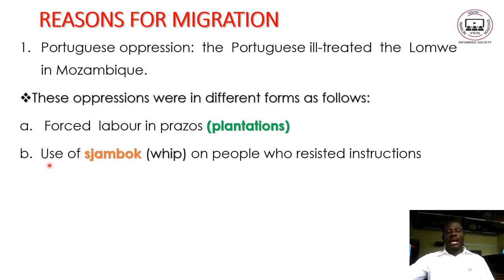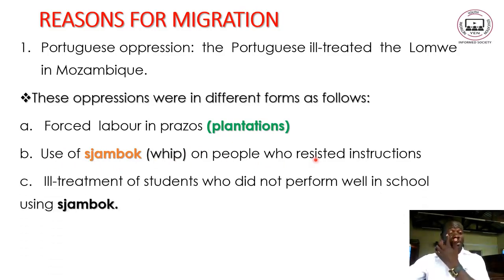Also, another oppression was the use of the shambok, the whip, on people who resisted the instructions of the Portuguese there in Mozambique. Another ill treatment was of the students who did not perform well in school. They were using the same shambok to beat them, saying, you stubborn, slow-to-learn students, lie down here, let us whip you. So they were badly whipped.